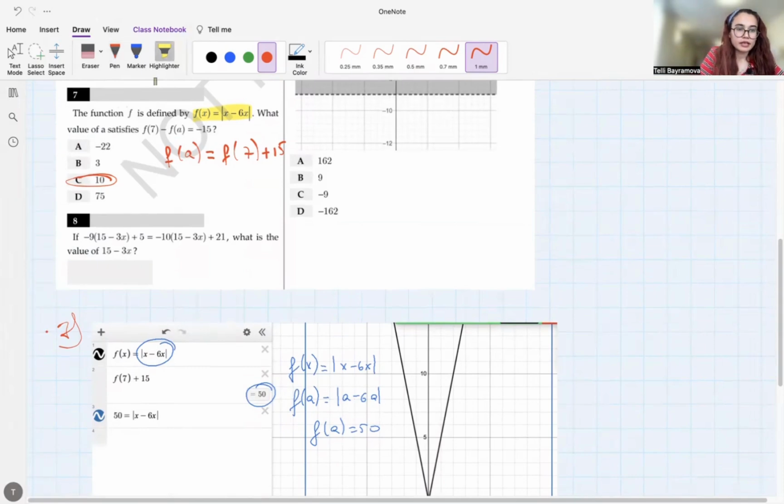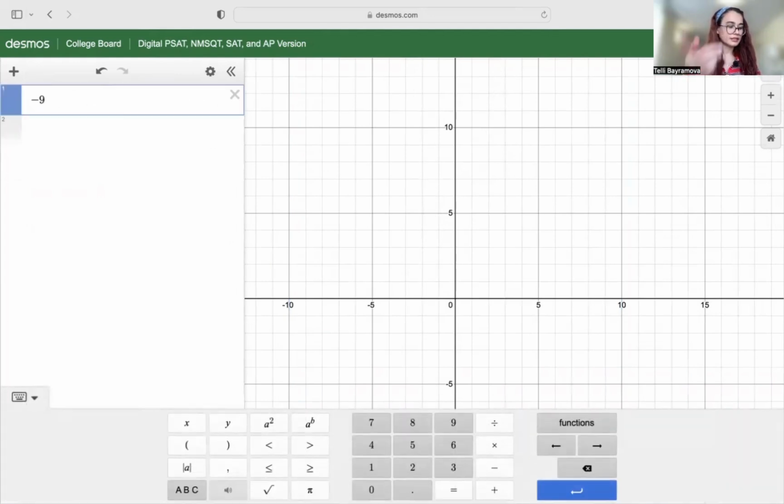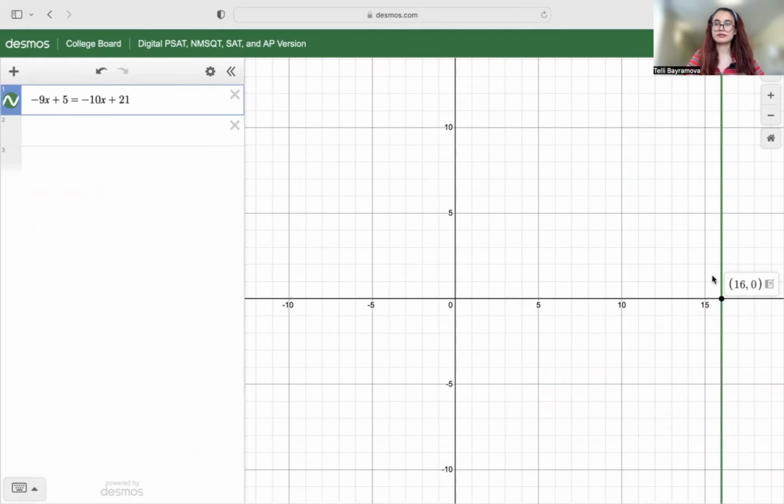So for this question, look, negative 9 times 15 minus 3x, plus 5, equals negative 10 times 15 minus 3x, plus 21. And the question asks for 15 minus 3x. Guys, instead of writing 15 minus 3x every time, just write x instead of 15 minus 3x, and write this equation in Desmos. Okay, let's write them. What is that? Negative 9. We said that instead of 15 minus 3x, you can write x, right? Let's write x plus 5 equals negative 10x plus 21. That's it. This is the answer, 16.